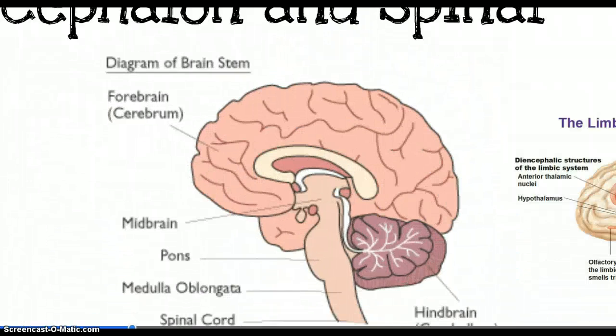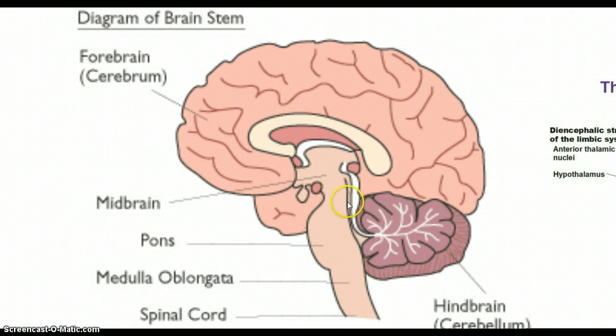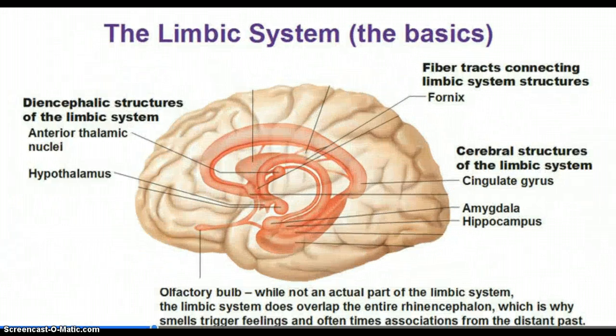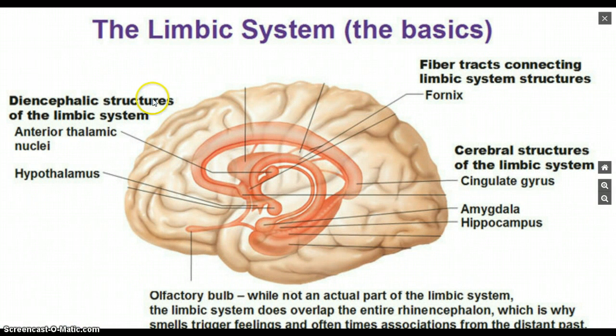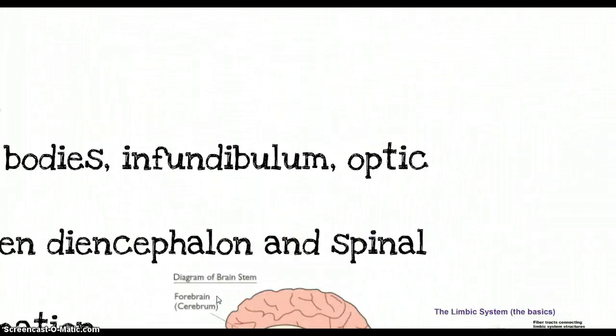So let's take a picture of this. So this is the brain stem once again, midbrain, pons, medulla. Then after that, there is the limbic system right here, and it contains the cerebral structures. So the hippocampus, the amygdala, the cingulate gyrus, the fornix, and the hypothalamus, or anterior thalamic nuclei.